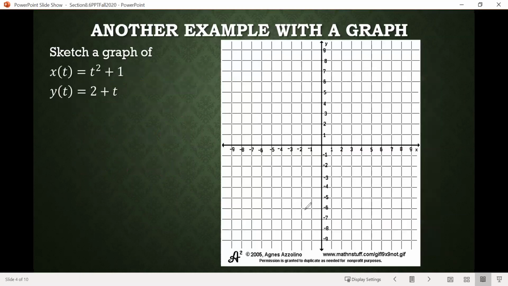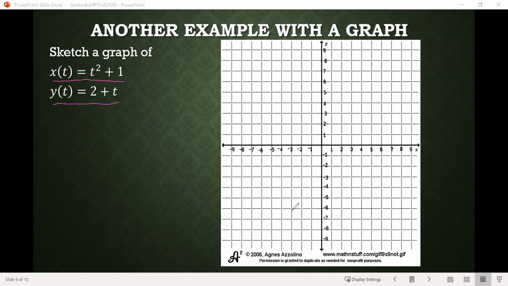All right, so let's look at another example here that's a little bit more traditional with our x's and y's and our Cartesian coordinates. So here you see that the variable x is given by the function x of t equals t squared plus 1. And then we have y of t equals 2 plus t.